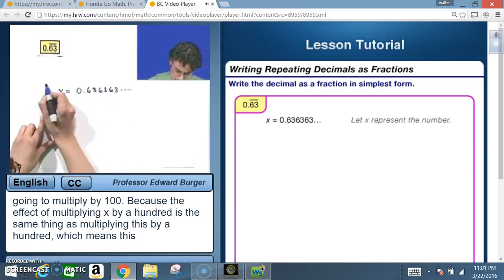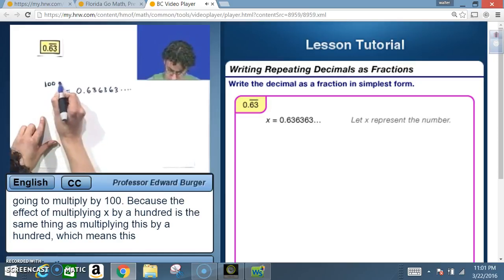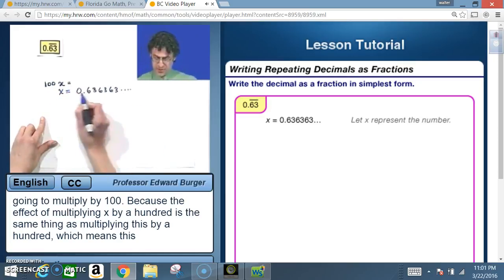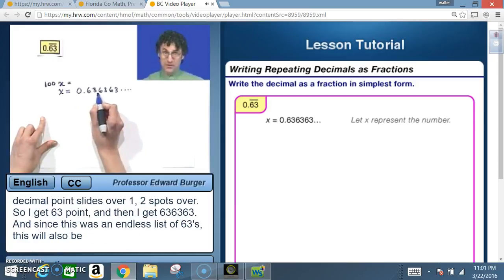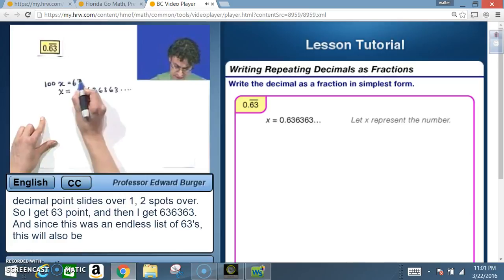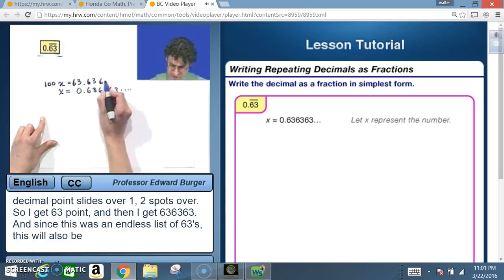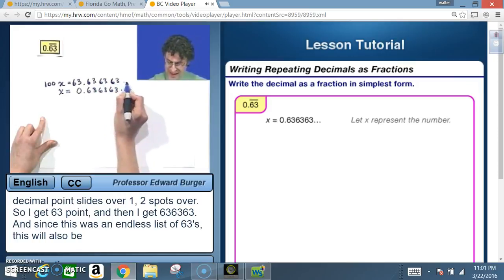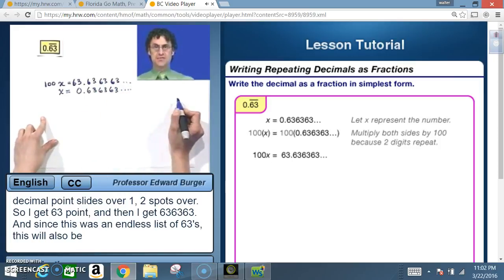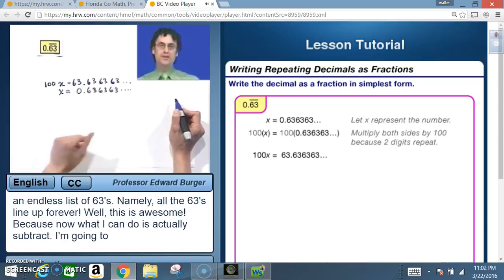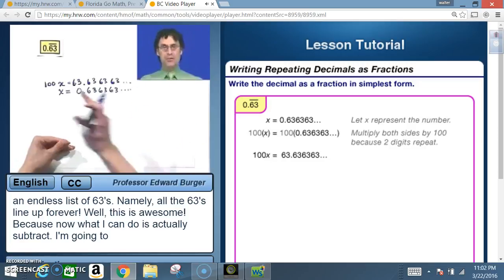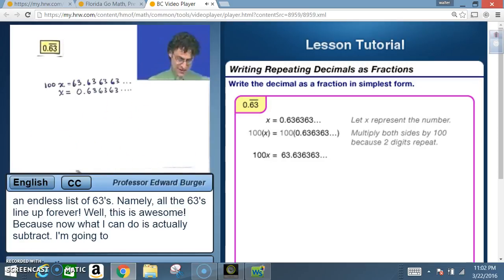Because the effect of multiplying x by 100 is the same thing as multiplying this by 100, which means this decimal point slides over 2 spots. And so I get 63 point, and then I get 63, 63, 63. And since this was an endless list of 6 3s, this will also be an endless list of 6 3s. Namely, all the 6 3s line up forever. Well, this is awesome, because now what I can do is actually subtract.